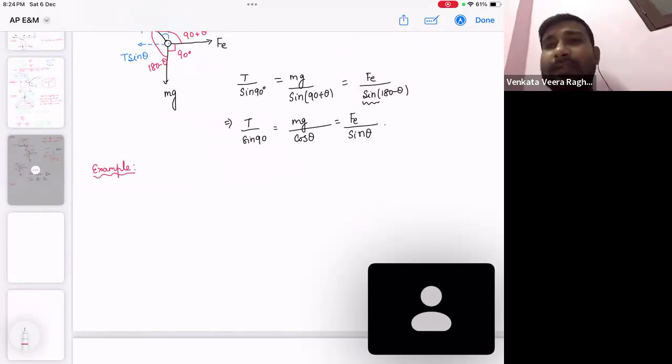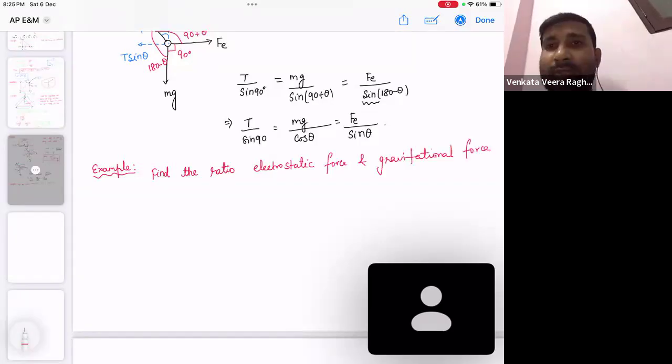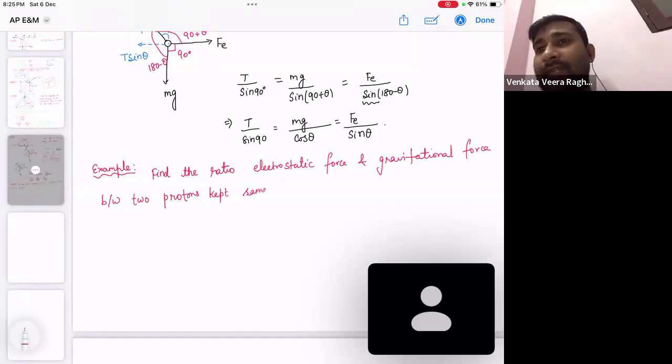Example says what? Find the ratio of electrostatic force and gravitational force between two protons. Understood? Kept at the same distance. Same distance in each case.